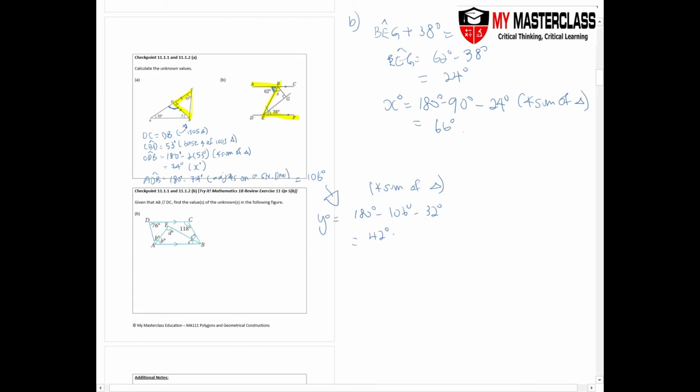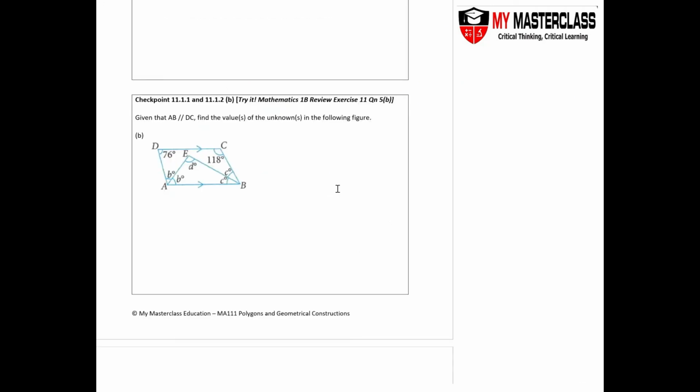Now, in this chapter of polygons and geometrical constructions, let's take a look at checkpoint 11.1.1 as well as 11.1.2 part B. Given that AB is parallel to DC, find the values of the unknown in the following figure. So let's go towards the approach of finding B first.